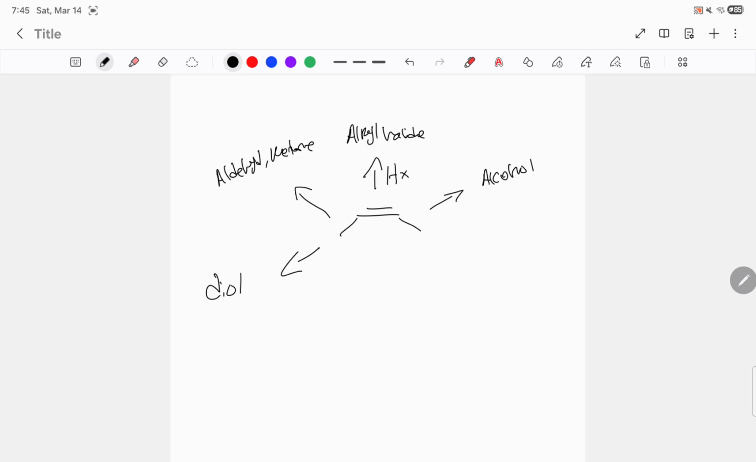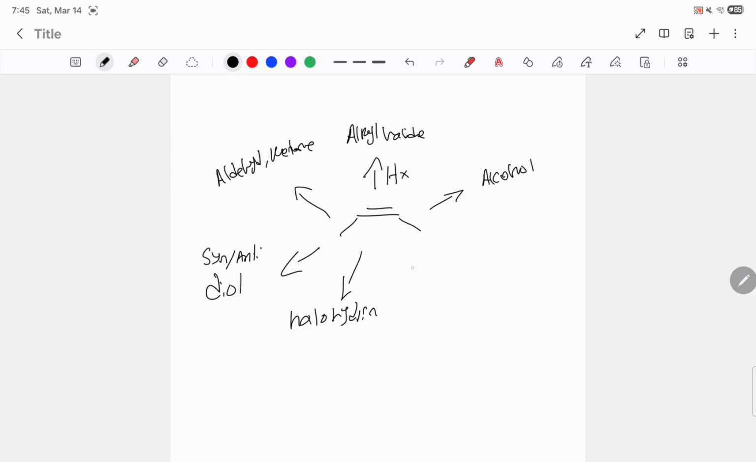And we can create different kinds of alcohols and diols. We can make a syn-diol and an anti-diol. We'll take a look at what those things are. We can make something called a halohydrin, so it contains both a water and a halogen substituent on it.